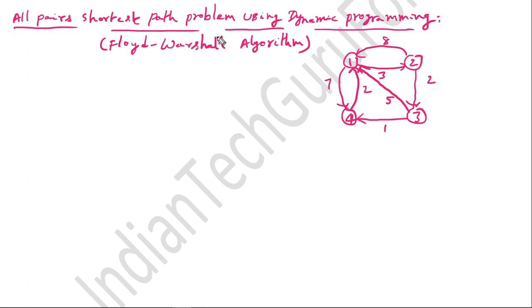Here, all pairs shortest path means we need to find out the shortest path between 1 and 2, between 1 and 3, between 1 and 4. Similarly, the shortest path between 2 and 1, 2 and 3, 2 and 4. Like this, we need to find out the shortest path for all of the pairs. That's why it is called all pairs shortest path problem. The solution for this problem is derived using dynamic programming, in which we divide the entire problem solution into a number of sub-problem solutions and then find out the optimal solution. This algorithm is proposed by Floyd and Warshall, so that's why it is called Floyd Warshall algorithm.